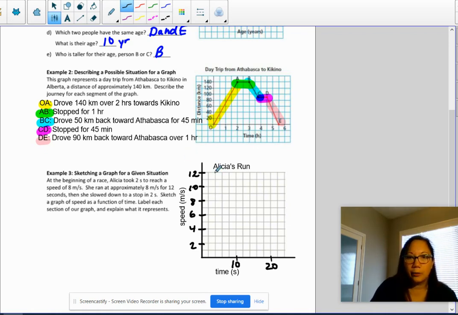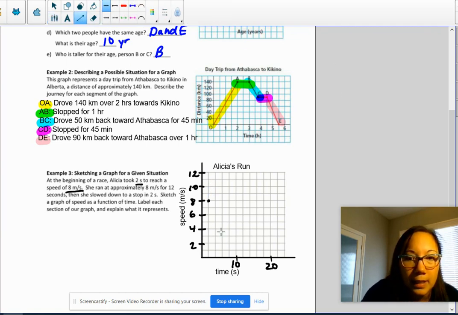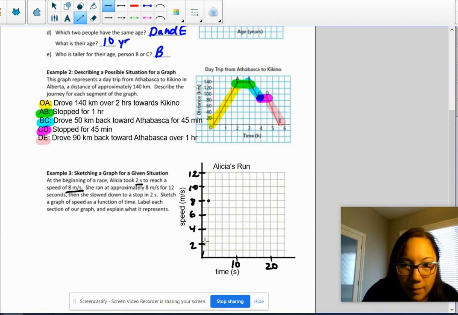Okay, so now let's actually graph the parts of the graph that were described in the story. So at the beginning of the race, it took 2 seconds to reach a speed of 8 meters per second. So 2 seconds matches with 8 meters per second. So I'm going to go to my 2 seconds. Remember, this is 2, 4, 6. So 1 square over is 2 seconds, and all the way up to a speed of 8 meters per second. So if I connect that with our 0, 0 point, that gives me the first part of my graph.